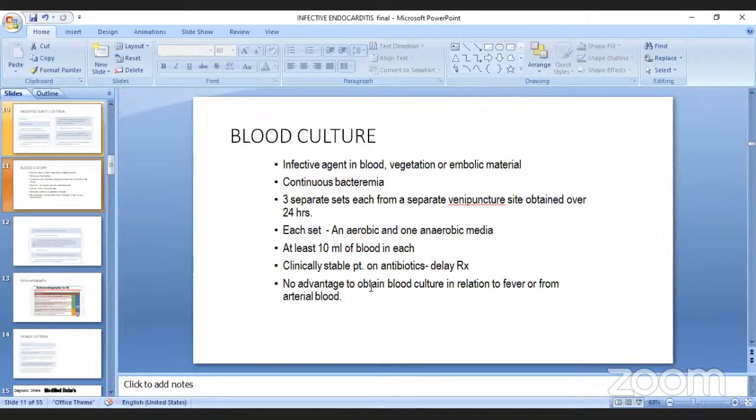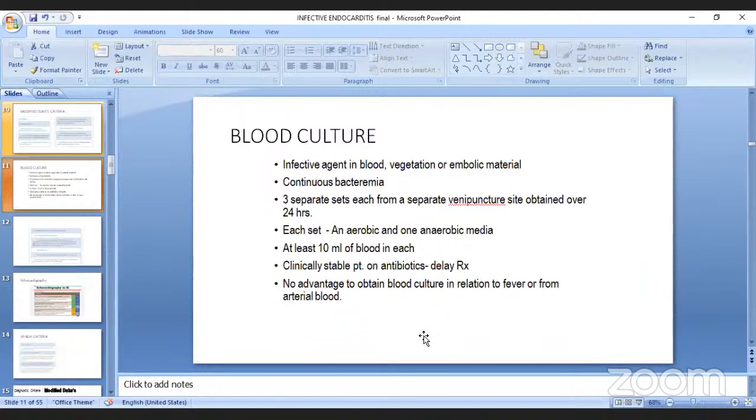And no advantage will be obtained if the blood culture is timed in relation to fever, because I've seen a lot of physicians and a lot of books which mention that you have to take the blood sample at the time of fever. This is what you have to remember, that you don't have to do that.